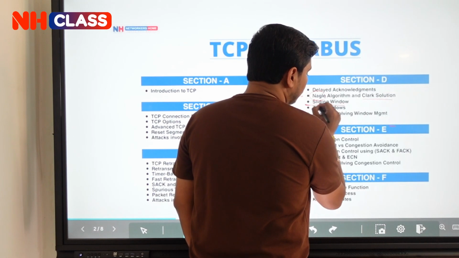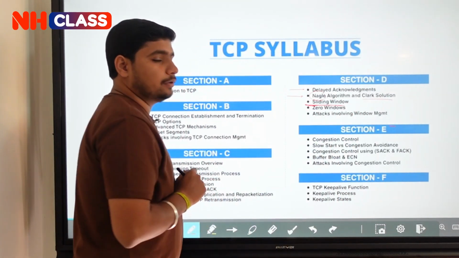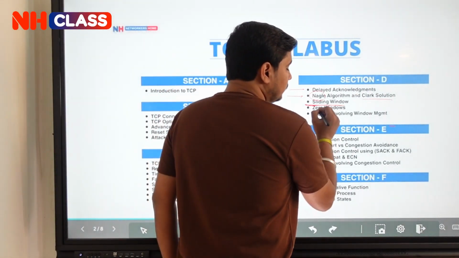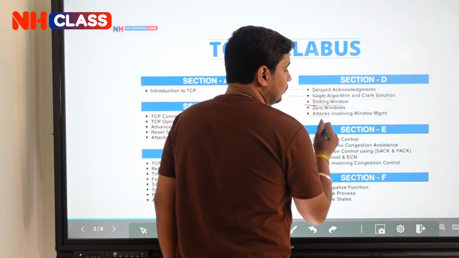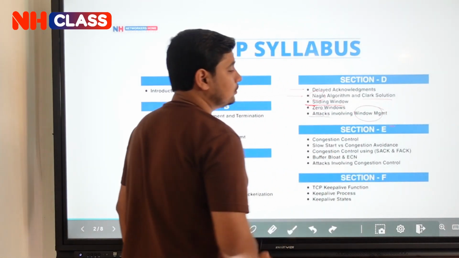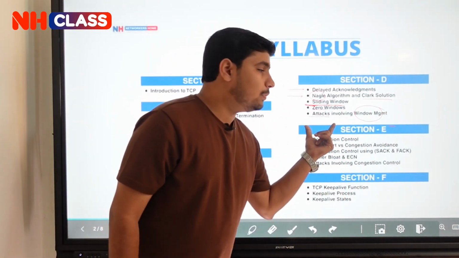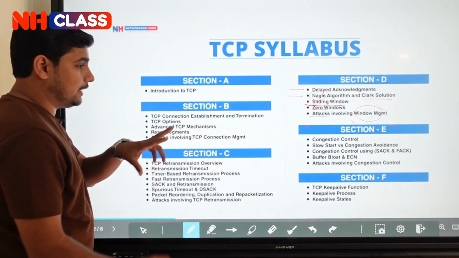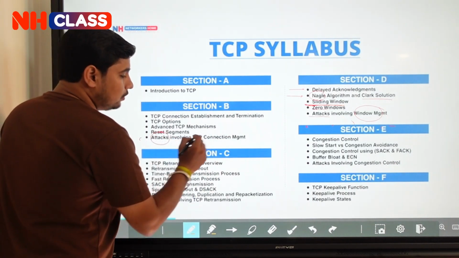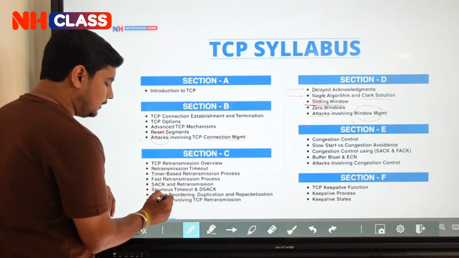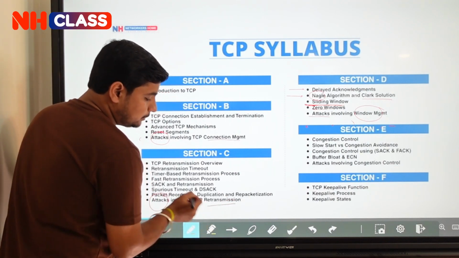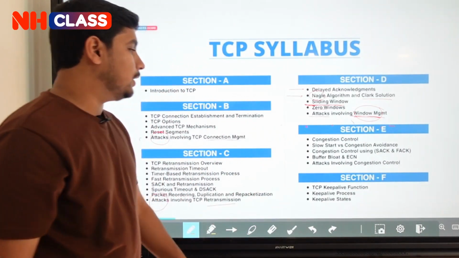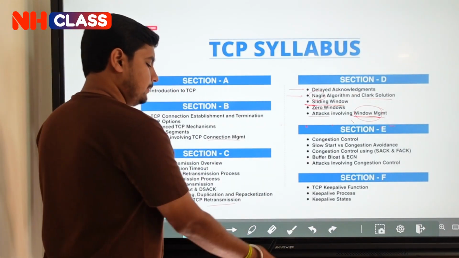Sliding window is one of the very interesting topics, and from the interview perspective, this is very important. Then zero windows and attacks involving window management. This time again there is an attack, but this time it is in window management. So I have mentioned three attacks. The first is the attack with connection management. The second is related to retransmission, and this attack is about window management. All are different attacks.